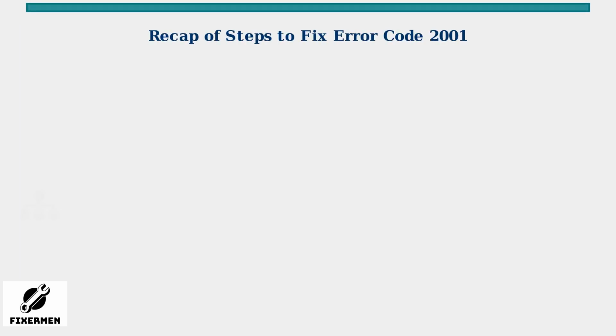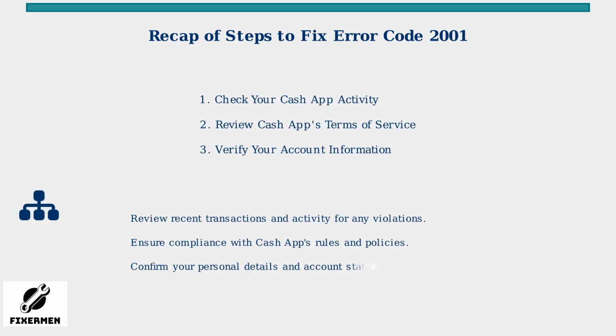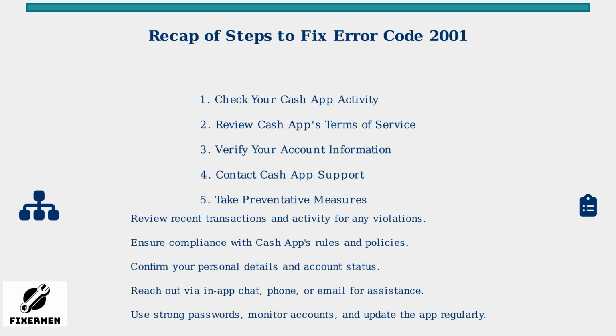To recap the steps for fixing Cash App Error Code 2001, start by checking your account activity for any potential violations. Next, review Cash App's terms of service to understand the rules. Then, verify your account information to ensure everything is correct. Contact Cash App support through available methods like in-app chat or phone. Finally, take preventative measures, such as using strong security settings and regularly updating the app to avoid future issues.